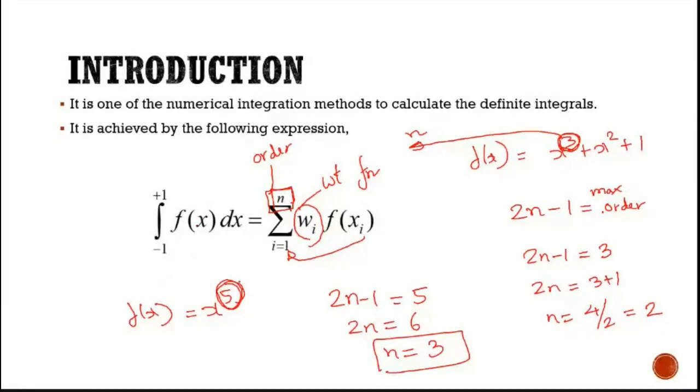What happens here? Can you tell me, f of x is equal to sin x. What will be the order? This is 1. Whatever it is, the power is 1 here. Which means 2n minus 1 is equal to 1. So n is equal to 1. This is what we call the order.